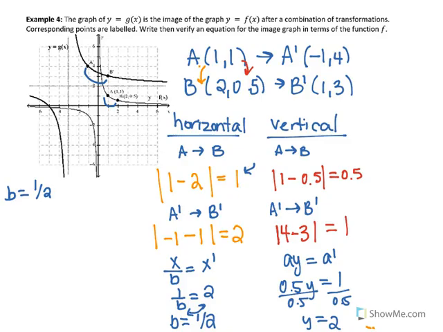And I have that all funny. These are the wrong letters. It should say a times y equals y prime. There we go. And that should be an a. So a is 2.